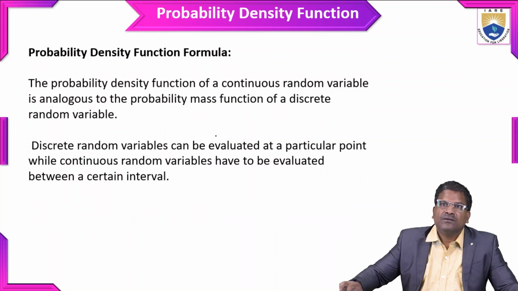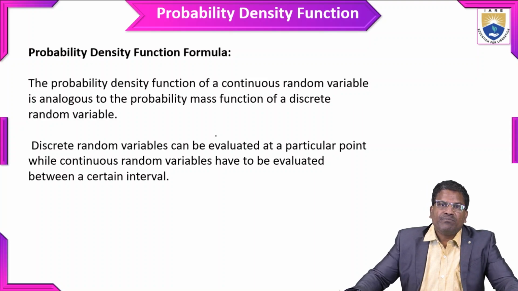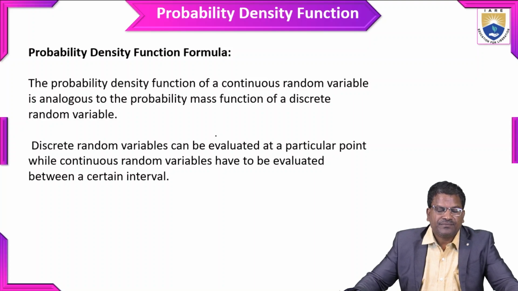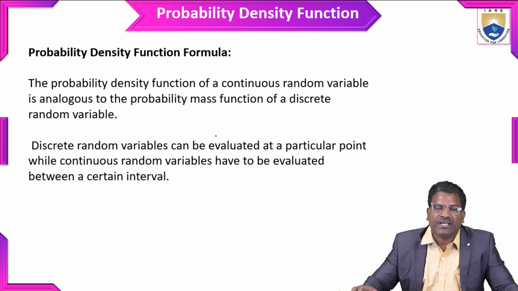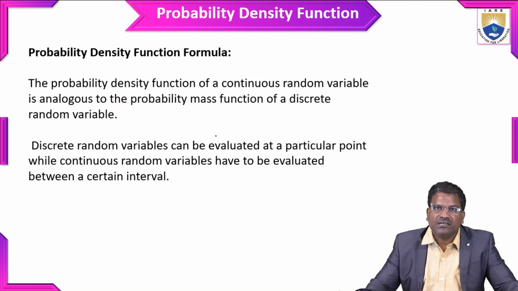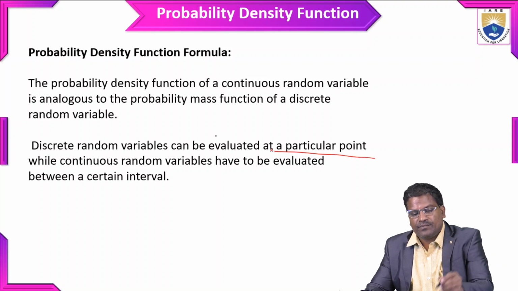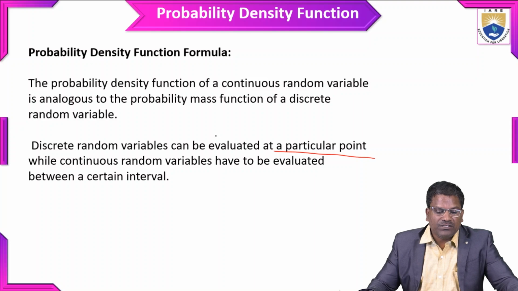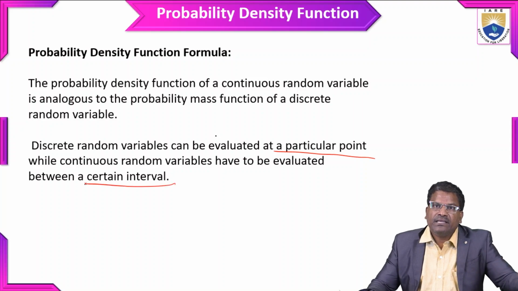Now, let us try to find the formula for the probability density function. The probability density function of a continuous random variable is analogous to the probability mass function of a discrete random variable. Discrete random variables can be evaluated at a particular point, while continuous random variables have to be evaluated between a certain interval.